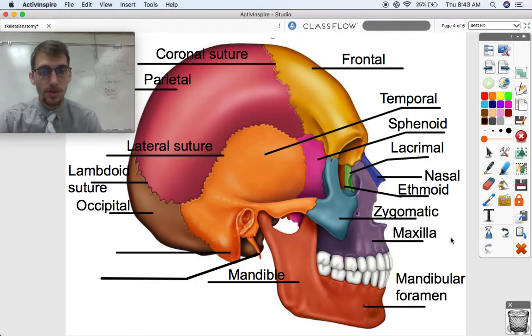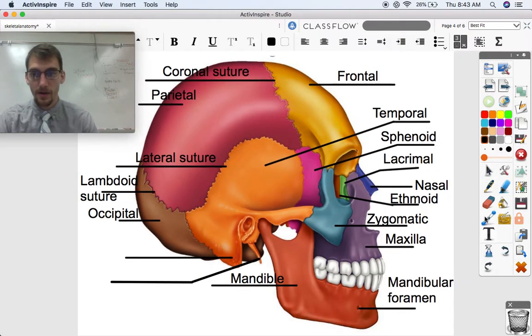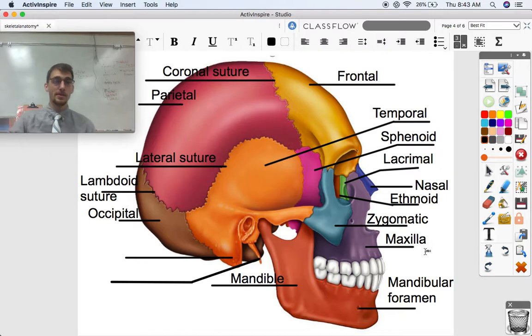All right, a few more structures I want to point out. These are both processes over here, and the processes are kind of anchor points for muscles. You have a lot of muscles in your face. You can make a lot of different facial expressions.